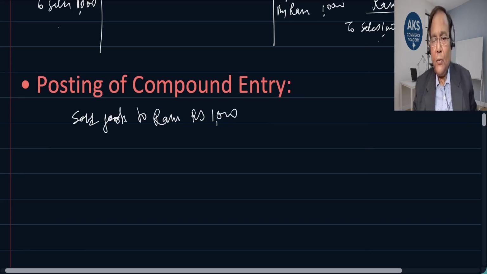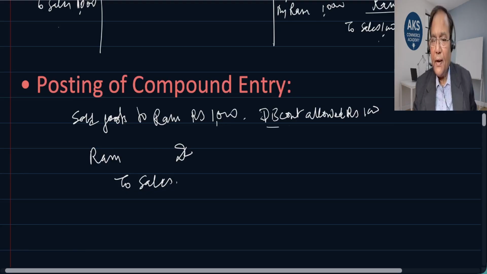Okay. And discount allowed is 100. So how is it to be entered? Ram debit to sales. Now this discount is an expense, so the discount is also to be entered as a debit. So 100 rupees of discount we are giving him. 900 rupees Ram is debited, 900, and sales total is 1000. I hope it is clear.